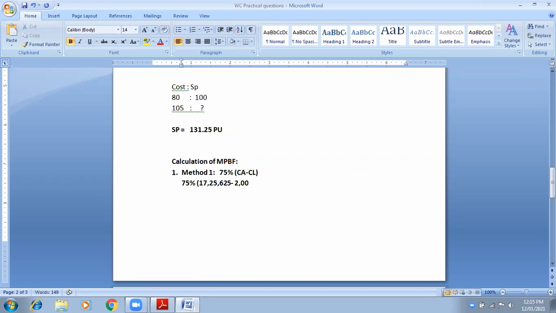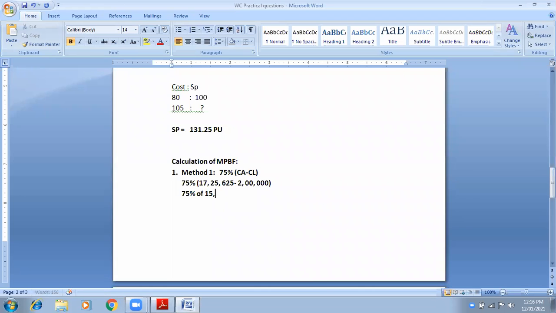2 lakhs. Very good. So now again come to the next line. You can write 75 percentage off, because we need to open the bracket. Because now we need to open the bracket, no? That is why you need to write off. Now tell me, 17 lakhs 25,625 minus 2 lakhs. So what will be the answer?